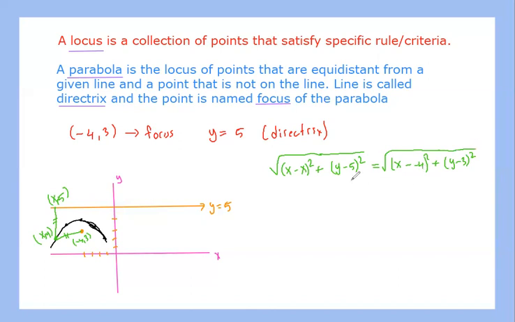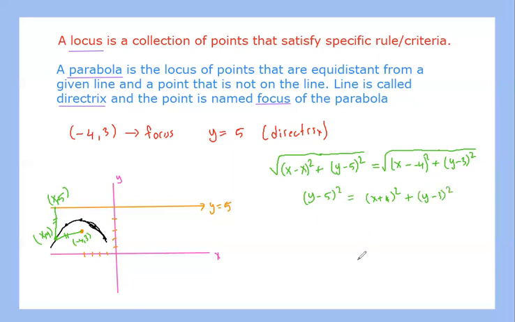Since we have a square root on both sides, we can square both sides to get rid of those, and the x difference term is 0 squared, just 0. That gives us (y minus 5) to the second power equals (x minus -4), which is just (x plus 4), squared, plus (y minus 3) to the second power.